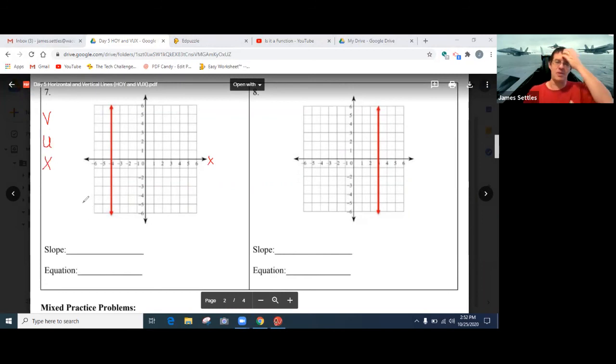Okay, and like I said, once you know one of them, then you connect it with this, and then VUX just kind of helps you out. So in VUX, we know it's a vertical line. What's the U stand for? Well, if I try to skateboard on that, I'm going to die. I'm going to be undefined. So the slope is undefined, which I usually just write UND. And then for the equation, that's where the x comes in. So it has to be an x equals equation. And then we need a number. So where does it touch the x-axis? It touches the x-axis at -4.